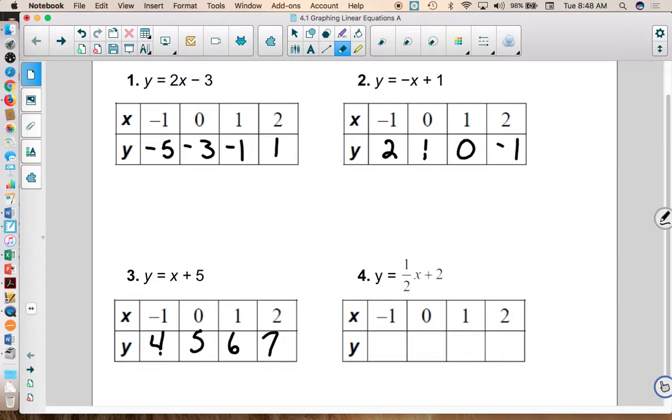Madison? I have 1 and 1/2, 2, 2 and 1/2, and 3. Do you agree with her on that one?